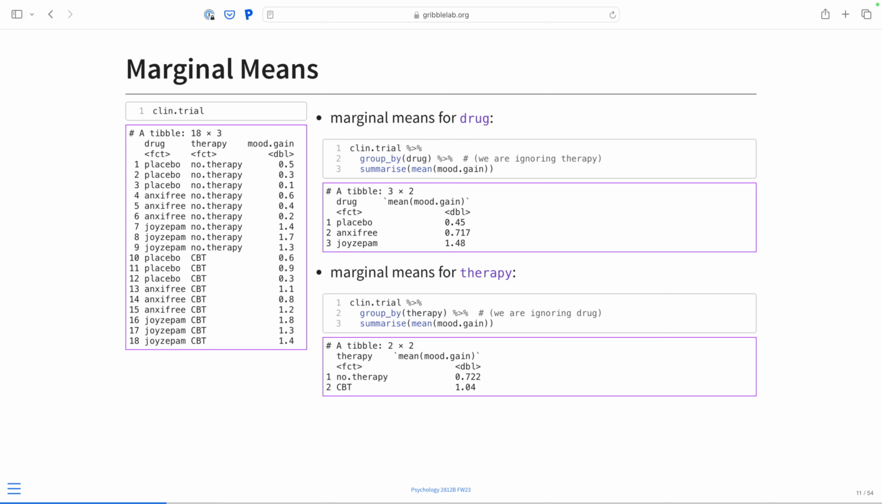In R code, we can use the summarize and group by functions to do this. We've seen this before already. So we could group by drug and then summarize the mean mood gain across drug levels. That would give us the marginal means of drug. One mean for placebo, one for Angzi-free, one for joyzepam. To get the marginal means for therapy, we could do the same thing, group by therapy and summarize the mean of mood.gain across the two levels of therapy. And we would get our two marginal means of therapy. Pretty easy.